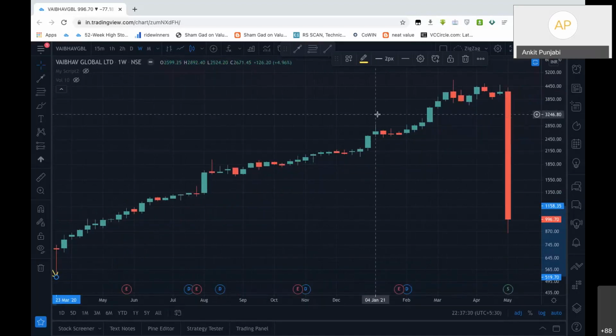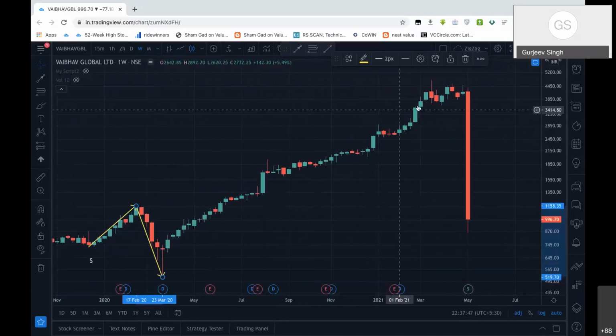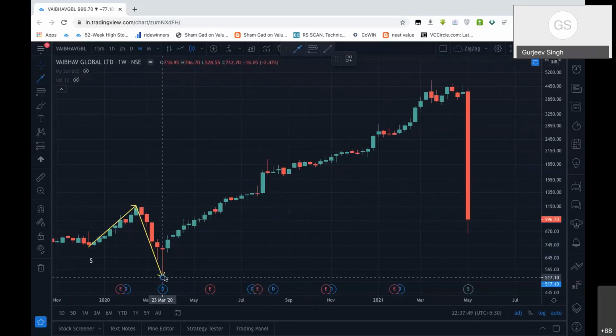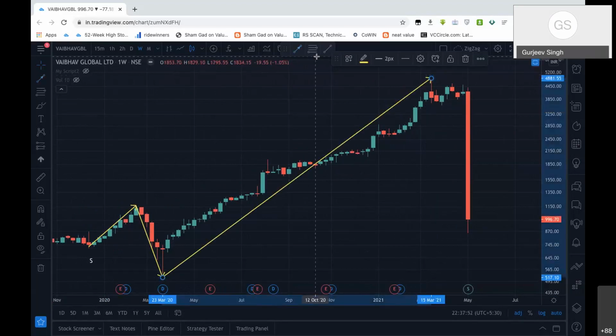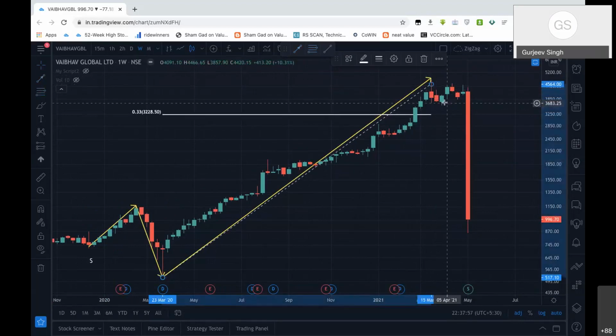Is this a valid point? Is this a valid point? Who said yes? Wow. Is this a valid point? From here to here I am not getting any point. If I go here, so where is my 33% going? Is this fall my 33%? It's not 33%. It's not 33%.